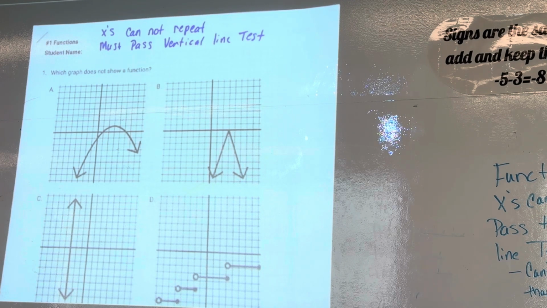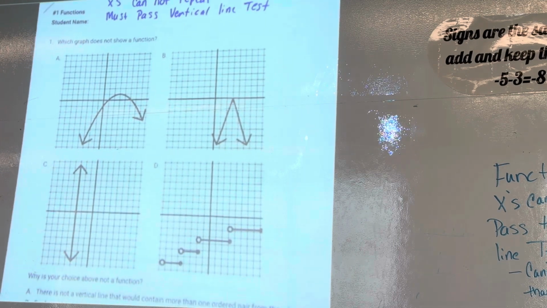Okay, so a function: x's cannot repeat, and it must pass the vertical line test. What that means is that if you draw a vertical line, it can't cross the graph more than once. So look at A, B, C, or D. Which one is not a function? C, because it is a vertical line. Why is D a function? Because it passes the vertical line test.